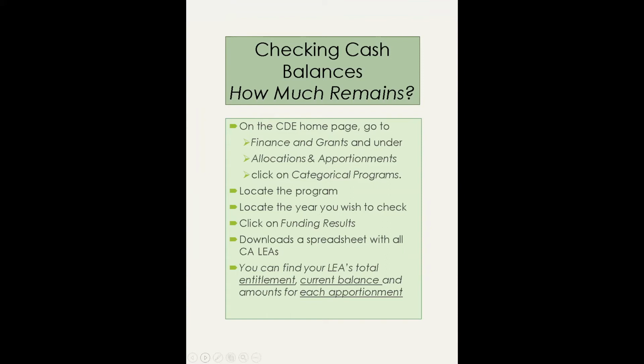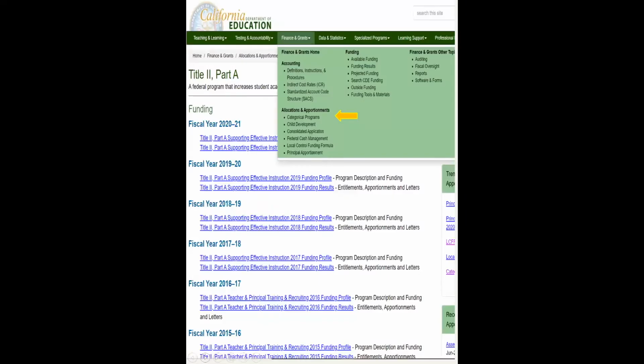If you click on funding results, you're going to get a spreadsheet with all the LEAs in the state, but you will find yours, and you can find what your total entitlement was, your current balance, and how much is being paid to your district every quarter. Right? And here's a screenshot on the next slide of what that looks like and how to get there.